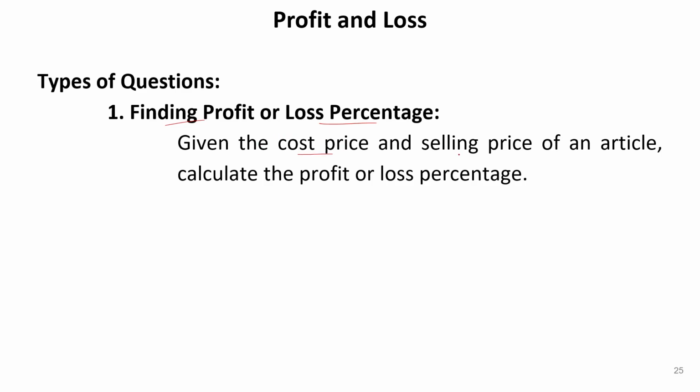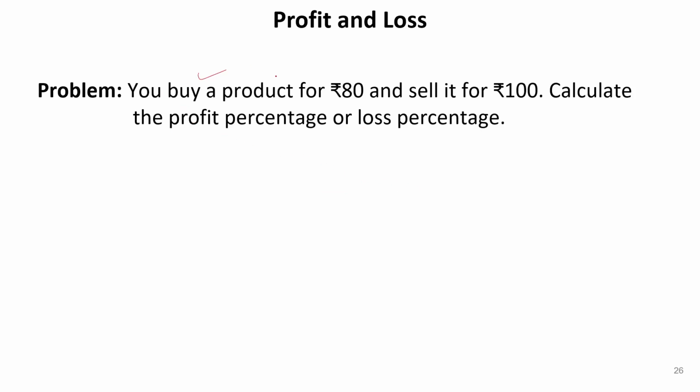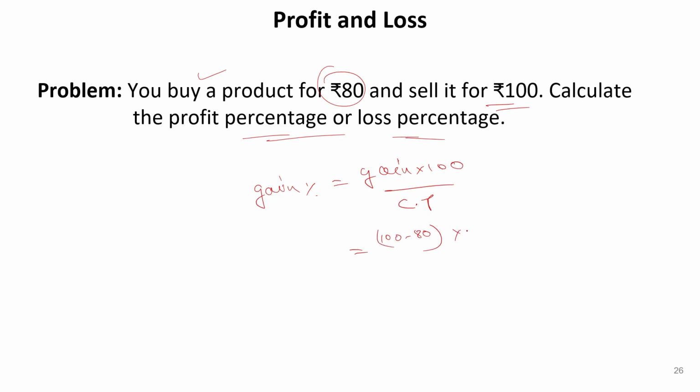So the first kind of question is on finding profit or loss percentage. So given the cost price and selling price of an article, calculate the profit or loss percentage. Okay, so if you buy a product for 80 rupees and sell it for 100 rupees, then calculate the profit percentage or loss percentage. So gain percentage is equal to gain into 100 by CP, right? So this will be equal to what? So the gain will be (100 - 80) into 100, right? Whole by CP. So the cost price will be what? 80. So this is equal to 20 by 80 into 100. So this is 1 by 4, which is equal to 25%, right? So the gain percentage or profit percentage is 25%.